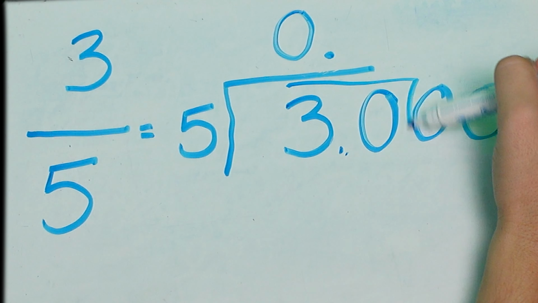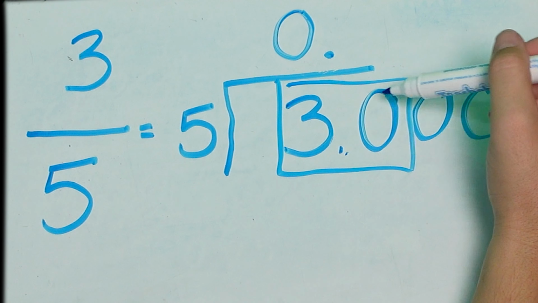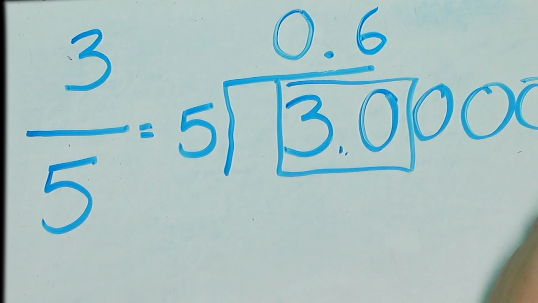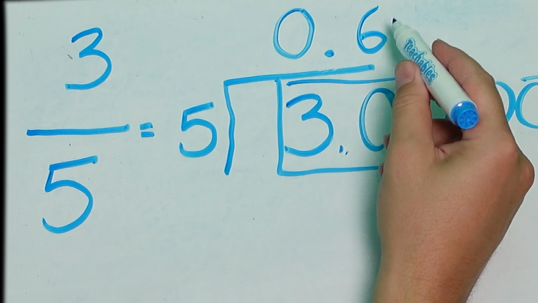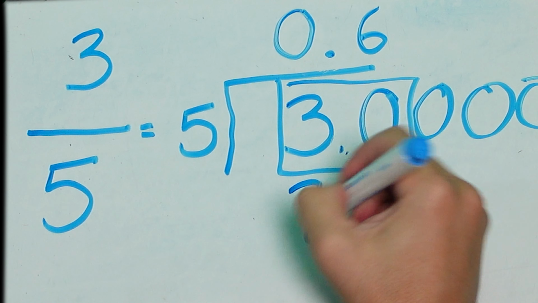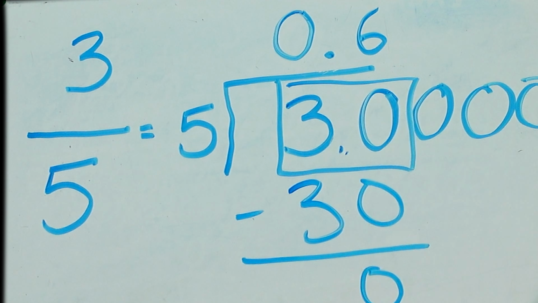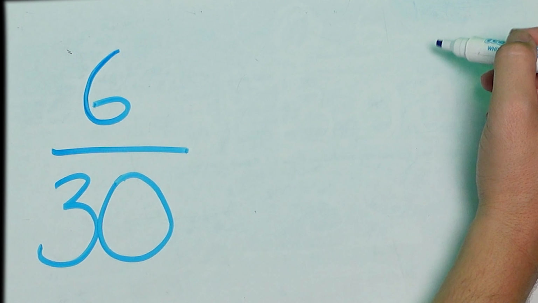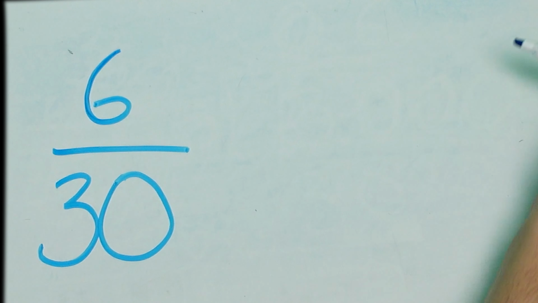Okay, now let's look at 30. How many 5s go into 30? 6. And to check there's no remainders, 5 times 6 is 30. There's no remainders, so we stop there. This is our decimal. Okay, we've got 6/30ths.